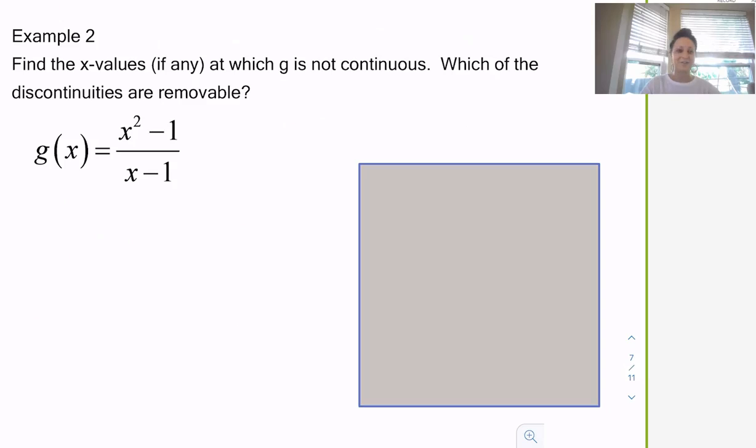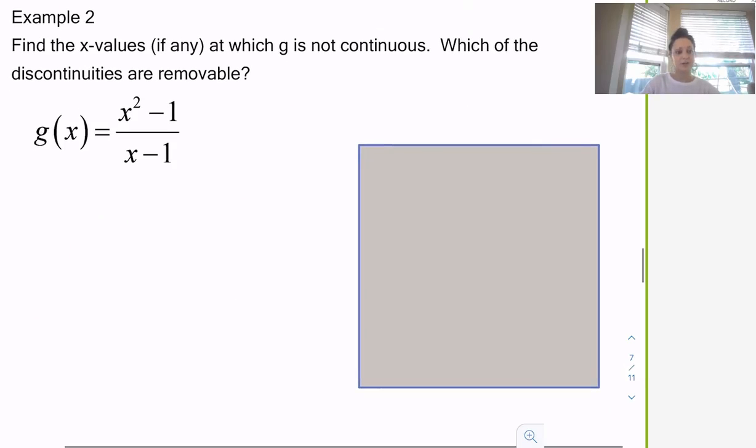Great. All right, for example 2, I'm going to have you do this one on your own. So go ahead and write g of x from my screen on your paper. And notice that g of x does factor into x plus 1, x minus 1. There's only one discontinuity in this case because there's only one x value that makes the denominator 0. Okay, make sure you're only looking at the denominator. And then go ahead and classify that discontinuity as removable or non. Hit continue and you're ready to see the answer.